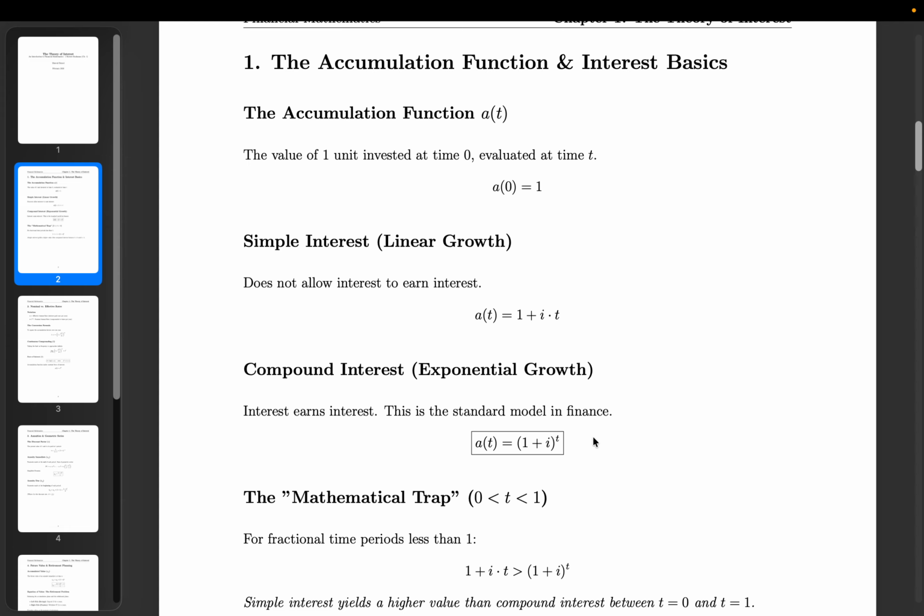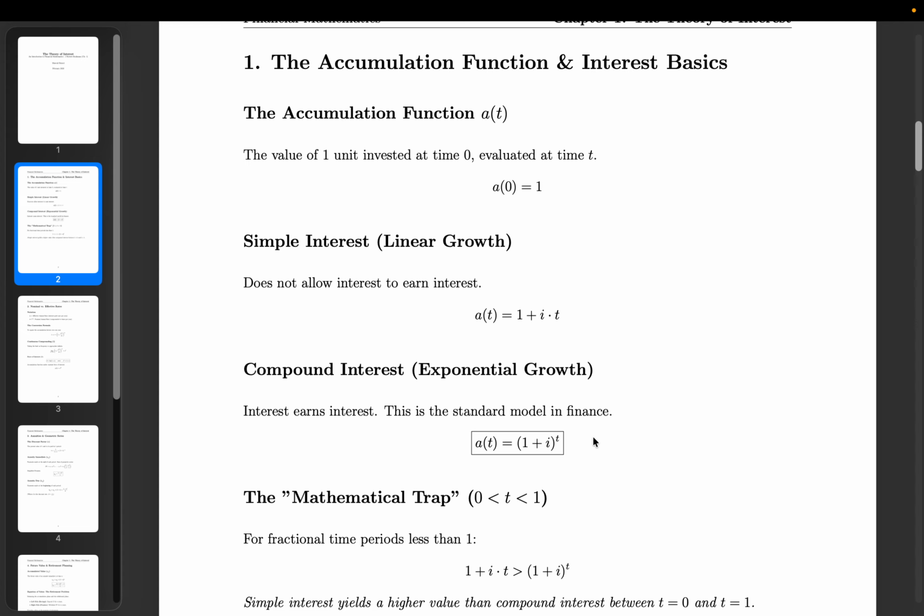Now, I want you to look closely at a specific mathematical quirk mentioned in the early section of the chapter. It's a trap for the unwary. Ask yourself which is better, simple or compound? You naturally say compound, right? But Buchanan points out a fascinating mathematical fact.